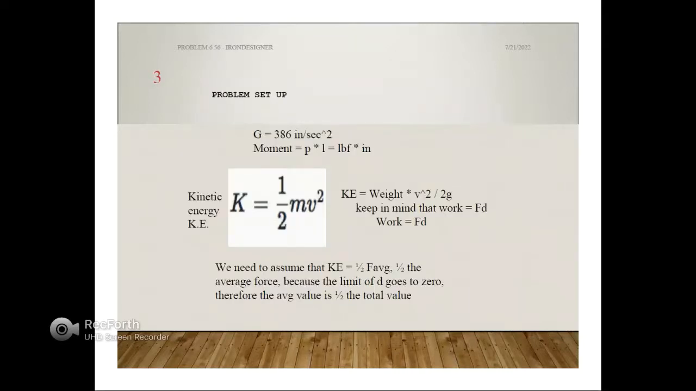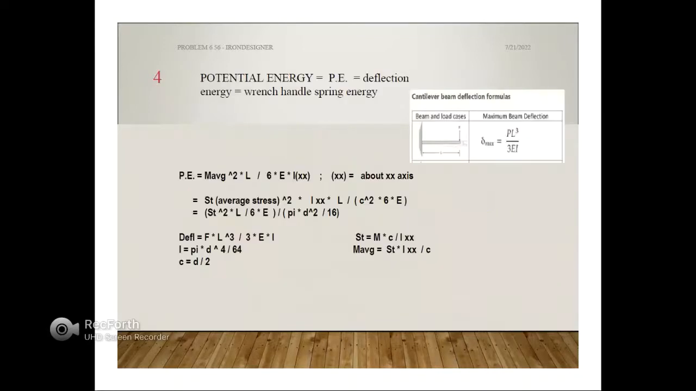The first equation we begin with is the kinetic energy equation. And the kinetic energy equation is 1/2 mv squared, where the mass is equal to the weight divided by gravity, times 1/2 times the velocity of the impact squared. And it tells us that at the moment of impact, the hammer is traveling at 12 feet per second.